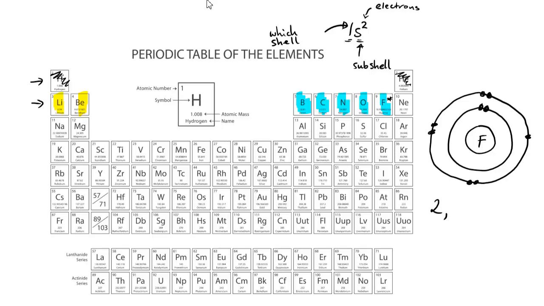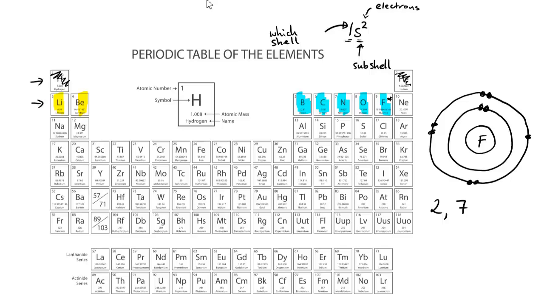Okay, so Bohr's model would say, well, there's 2 electrons in the first shell and there's 7 in the last shell of fluorine. And that would be it for Bohr's model. But we actually know that there's a more specific way of categorizing those electrons in the second shell.